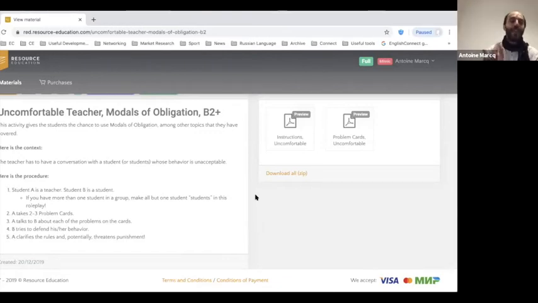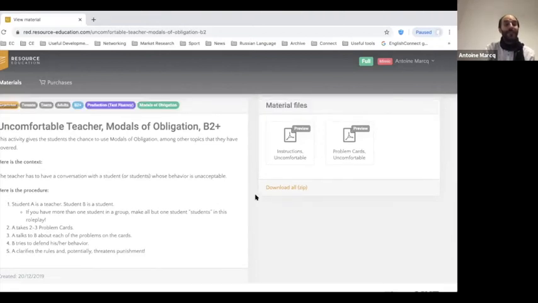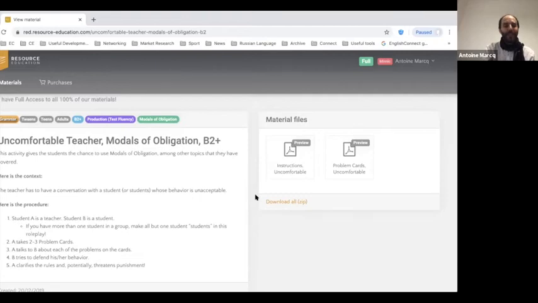Here's the procedure. Student A is a teacher, student B is a student. If you have more than one student in a group, make all but one student students. In this role play, it's not a problem. So you have student A teacher and student B, C, D students. A takes 2 or 3 problem cards. A talks to B about each of the problems on the cards, and B tries to defend his or her behavior. A clarifies the rules and potentially threatens punishment.